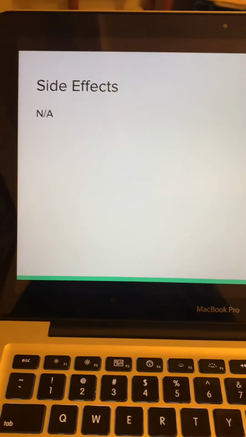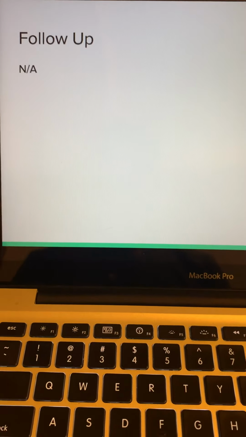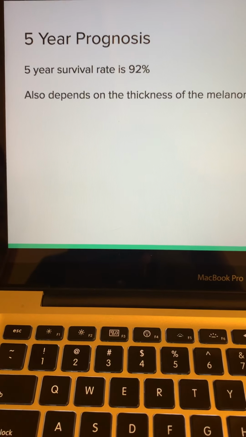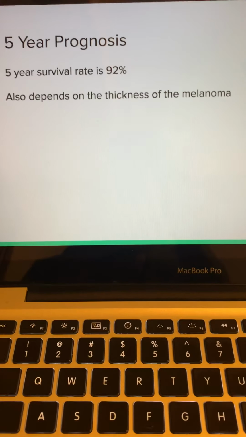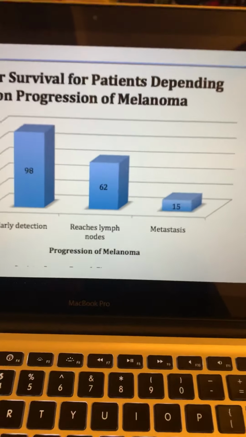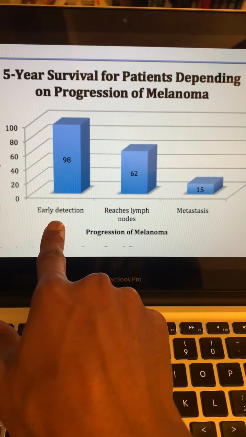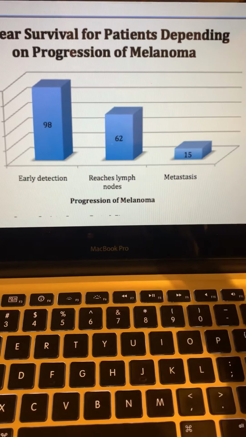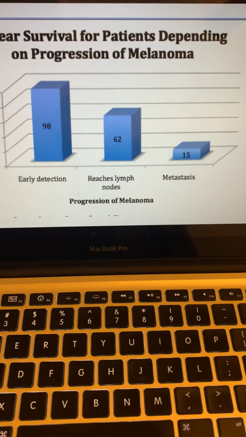His side effects were not documented as well, and neither was his follow-up. The 5-year survival rate was 92%, and it also depends on the thickness of the melanoma. And here's a chart that can better depict that. So with earlier detection, you have a better chance of survival, but the later the detection, the size of it, and metastasis decreases your chances of survival.